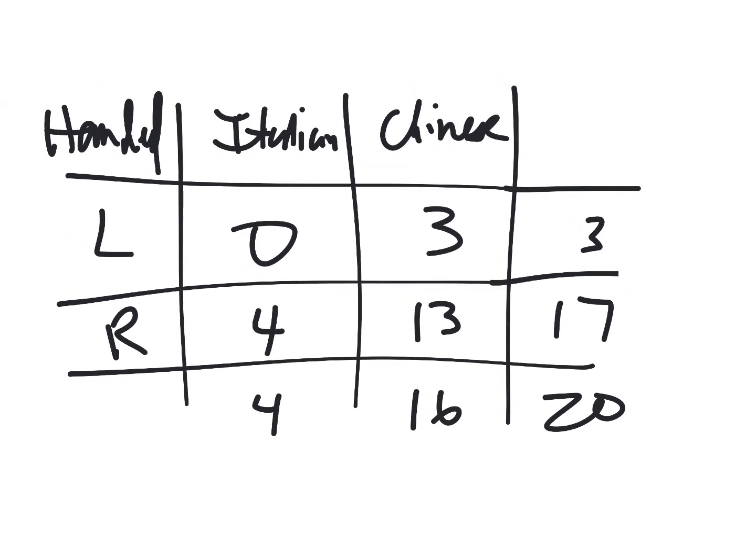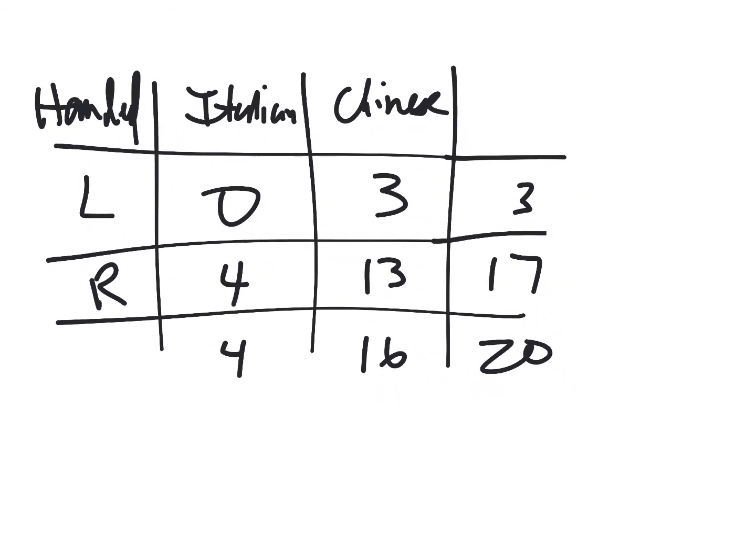Now, what's the probability that I grab a random kid and they like Chinese food? Everybody figure out what you think the answer is. I pick a random kid and they happen to like Chinese. Why am I not going to use this? Because that's only lefties. I'm going to use this out of 20. 16 out of 20. Raise your hand if you had that one right.